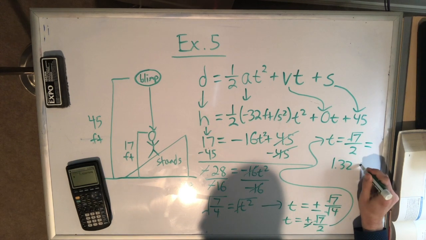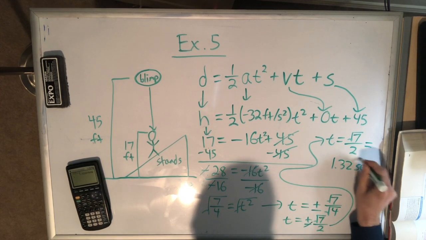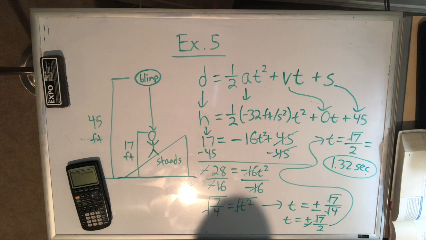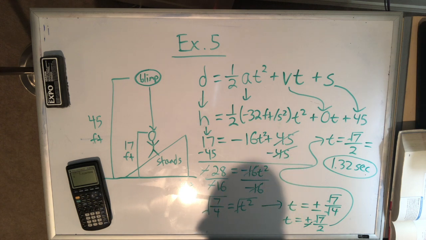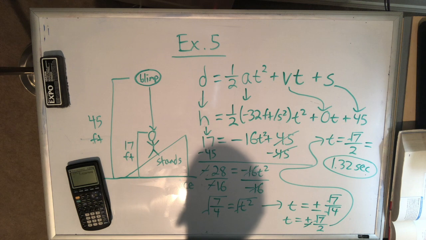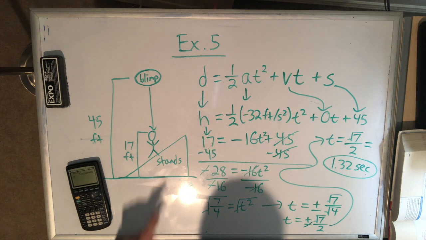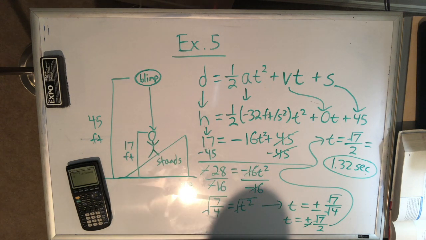1.32 seconds must be the unit, because seconds was the only time unit used in the problem for the values we substituted into the equation. And all the distance units were kept the same, feet. So it must be 1.32 seconds that it takes for the ball to drop from the blimp to the person 17 feet above the ice.